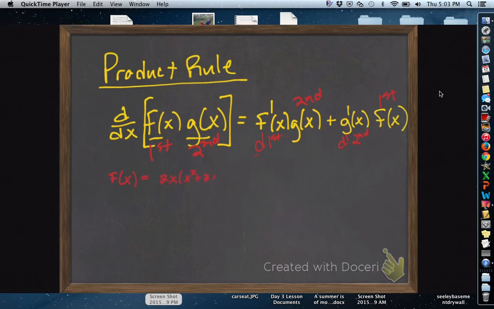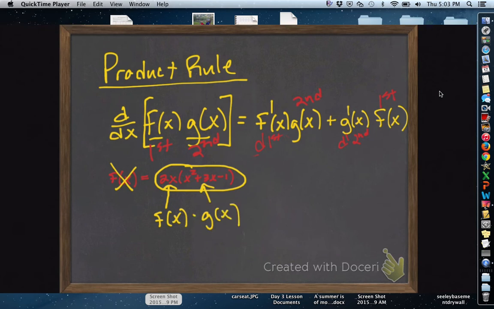So here's how this works. Let's take our example. I have 2x times (x squared plus 3x minus 1). I'll call the left function, 2x, my f of x, and I'll call the right function g of x. I'm just going to go ahead and think of those as two multiplied functions.